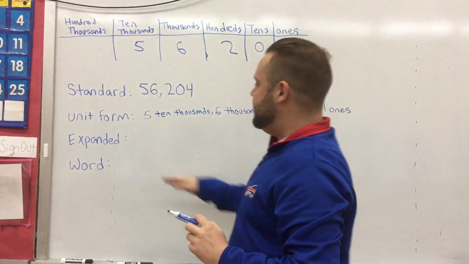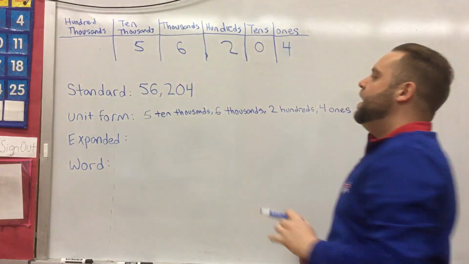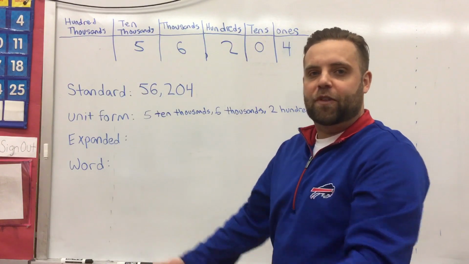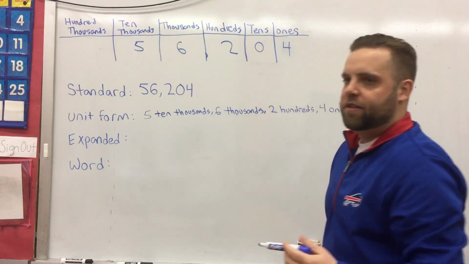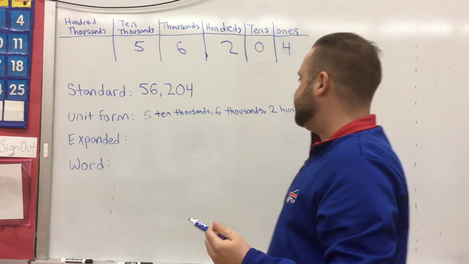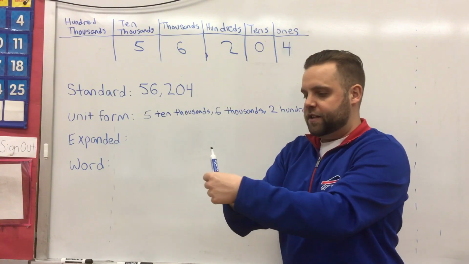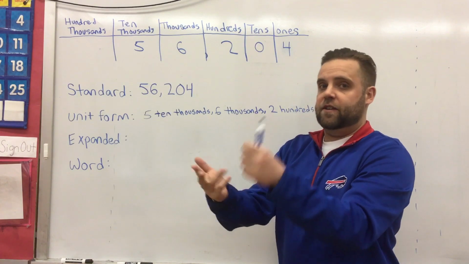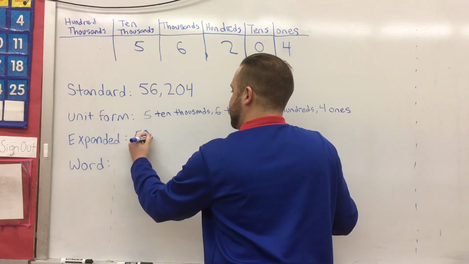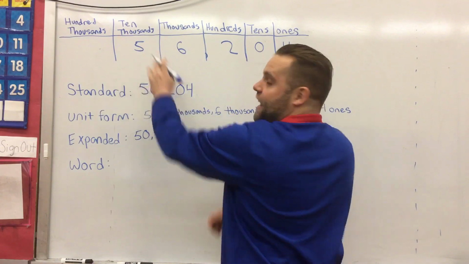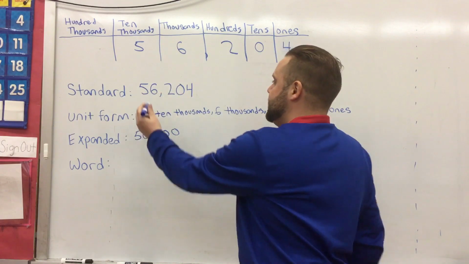Now, next is expanded form, which again, you're going to take each place value and basically write in standard form what they're worth. Again, starting with the biggest value. What is 5 10,000s worth? Well, if you're not sure, you basically can count by 10,000s 5 times. Okay, so 10,000, 20,000, 30,000, 40,000, 50,000. So we're gonna write 50,000. That 5 is not 5, it's 50,000 because of where it's located in this number. So this is worth 50,000.